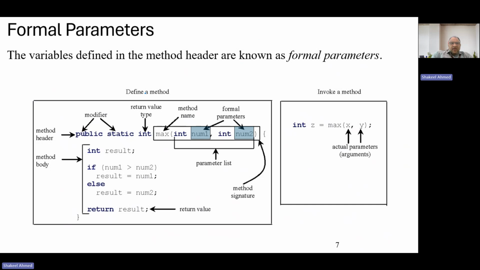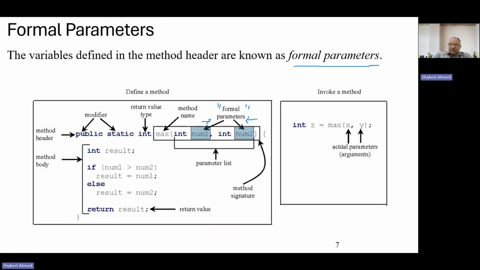Formal methods as the formal parameters. So here we are having the formal parameters, because as I mentioned, this is going to be formal for all the programs to use. So we declare it as formal parameters. The other things remain the same: method header, method body, modifier, and all those things remain the same.